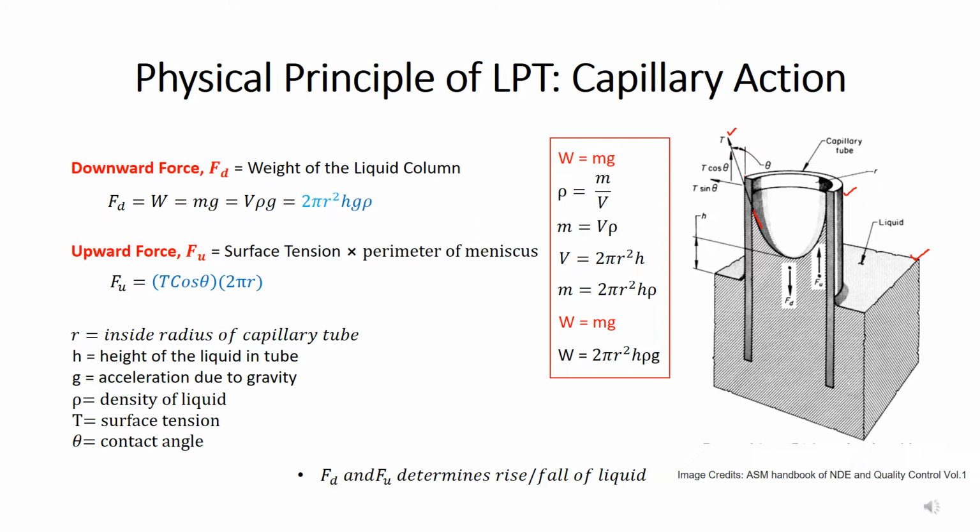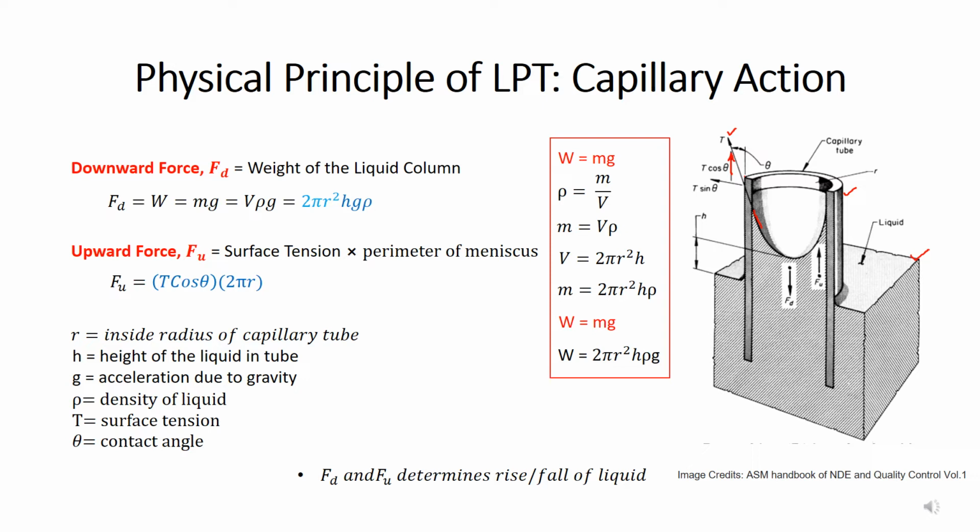If we break down this surface tension force, we can break it into cos theta and sin theta components. The cos theta component is the component which points in the upward direction, as you can see here. The rise and fall of the liquid in this thin tube depends on the downward force as well as the upward force. Whether the downward force is more or the upward force is more, based on that the water will rise or fall in this thin tube.